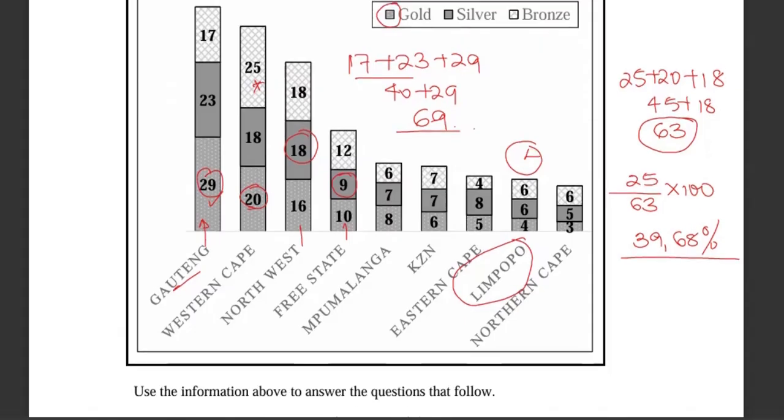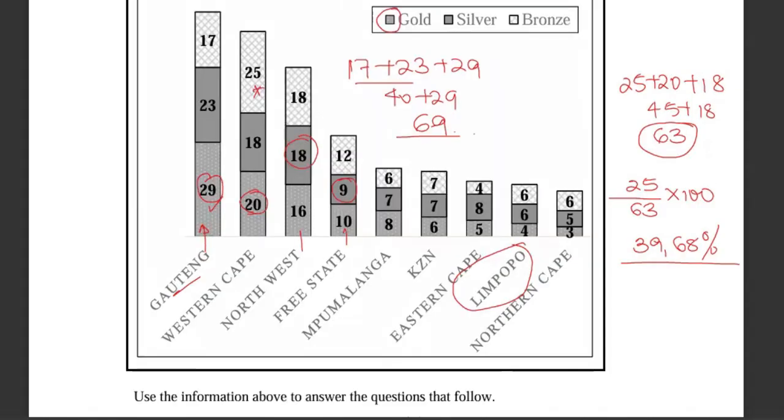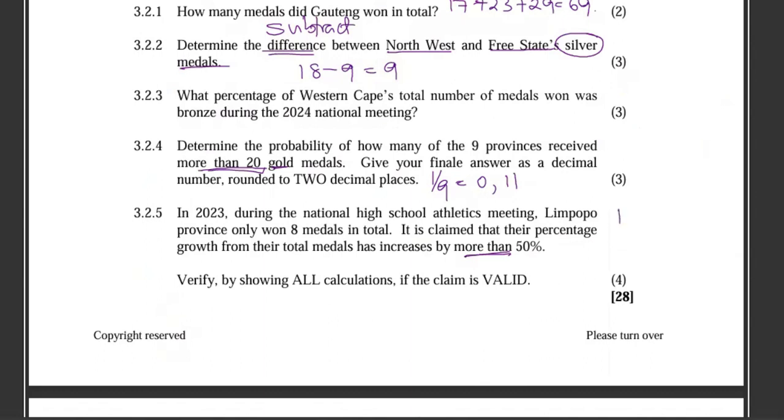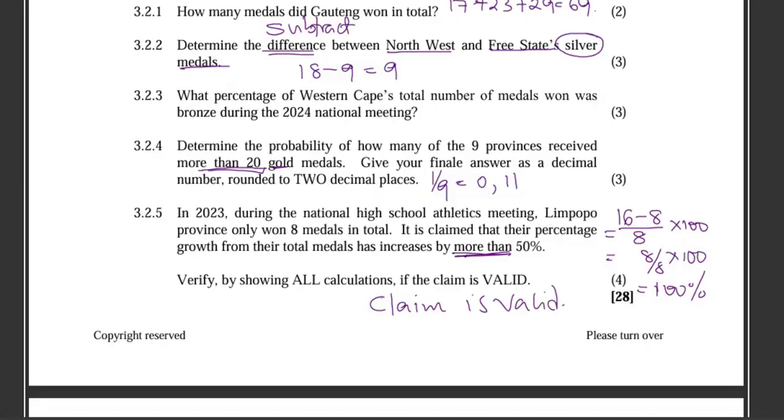What are we going to do? We're going to add them up. We have 6 plus 4, 10 plus 6, we have 16. Wonderful. So it has increased. We are looking for the increment percentage, which is 16 minus 8 divided by 8 times what? 100. You'll end up having 8 over 8 times 100, which gives you 100%, which is more than, they say more than 50. So the claim is what? The claim is valid.